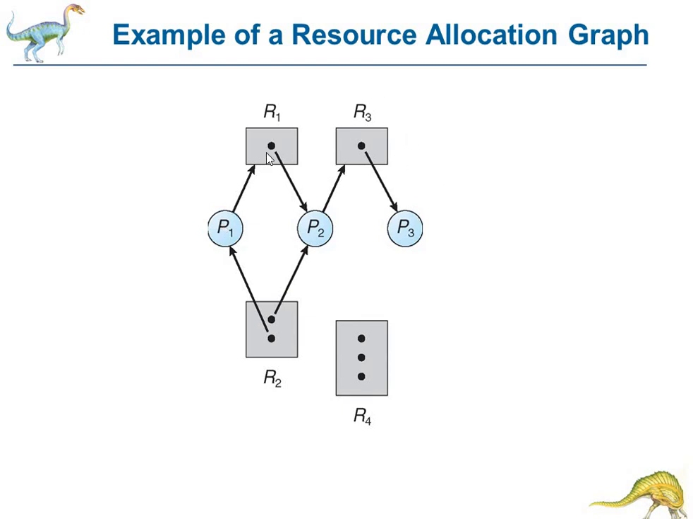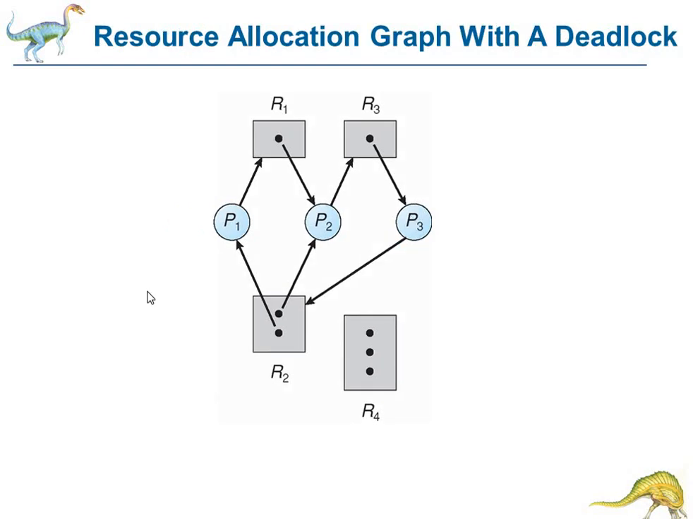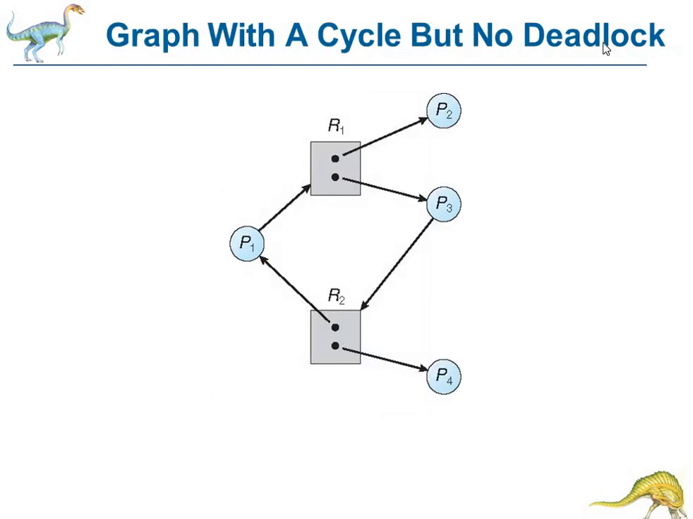P1 requests R1, which is already assigned to P2, then P2 requests R3, which is already assigned to P3. It's an example of a resource allocation graph, but sometimes a cycle is formed. See, in this diagram: P1 to R1, R1 to P2, R2, P2 to R3, R3 to P3, P3 to R2, P1. That's where the cycle forms. So when a cycle forms, deadlock occurs.